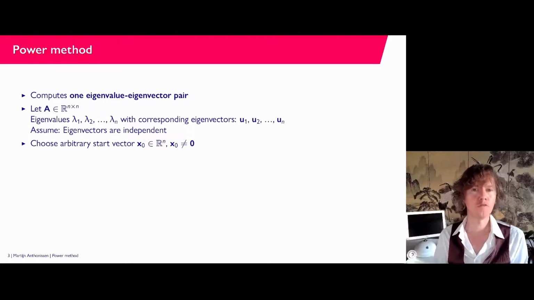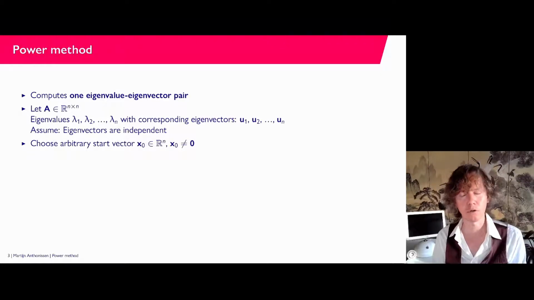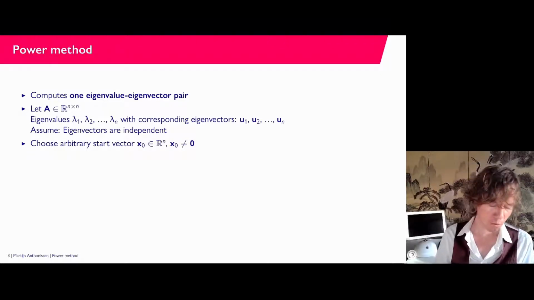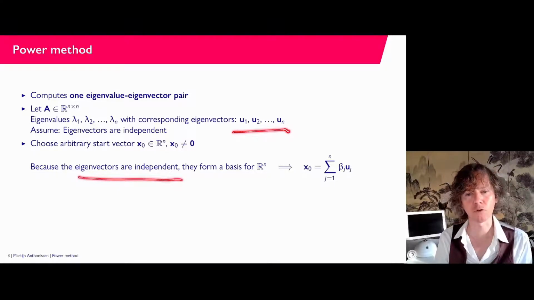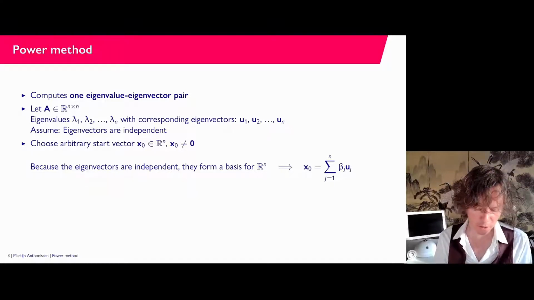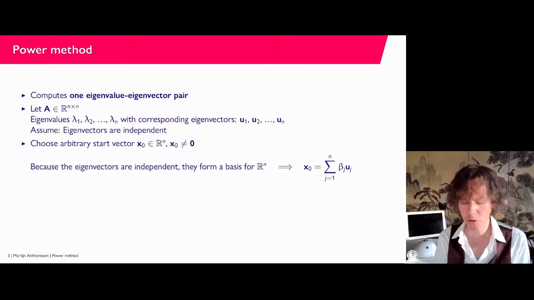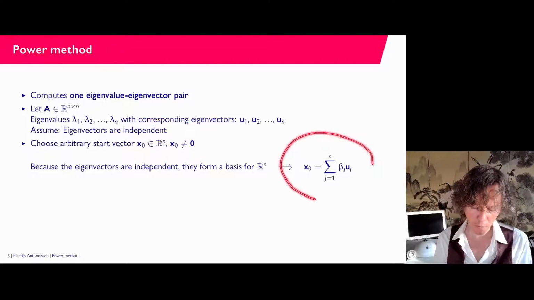So if you choose any vector in R^n, since we have independent eigenvectors and we have n of them, they form a basis of R^n. So I can write any vector in R^n, also the zero vector, but I'm not interested in the zero vector. So I can write any vector x0 as a linear combination of the eigenvectors.